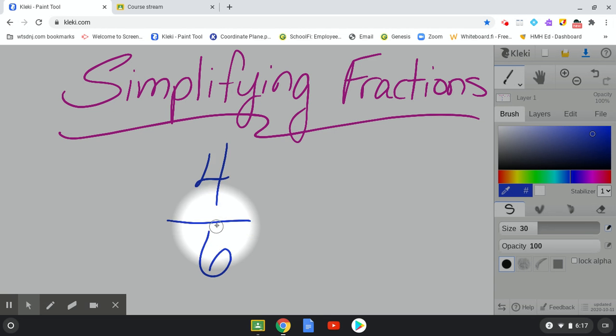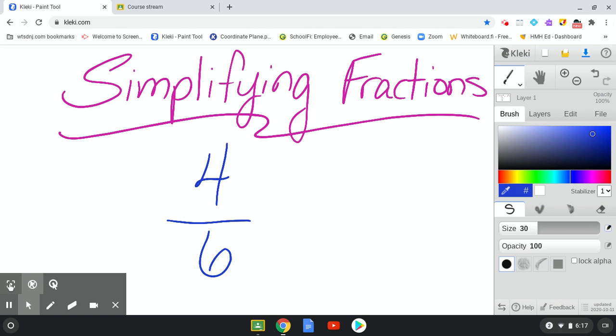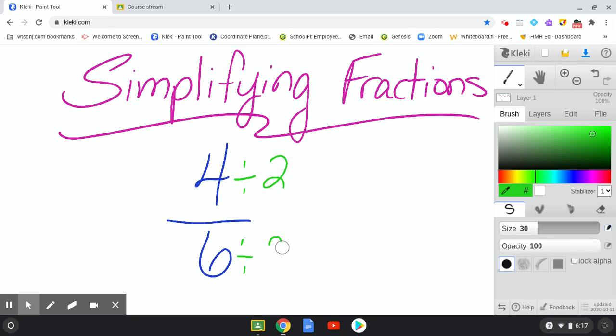So now the easiest thing to do is first look to see if they are both even. Well, it just so happens that both 4 and 6 are even numbers. And being that we now know our divisibility rules, we know that even numbers are divisible by 2. So I know I can take my numerator of 4, divide it by 2, and my denominator of 6 and divide it by 2. Now remember, both the numerator and the denominator have to be divisible by the same number in order to be able to simplify the fraction.